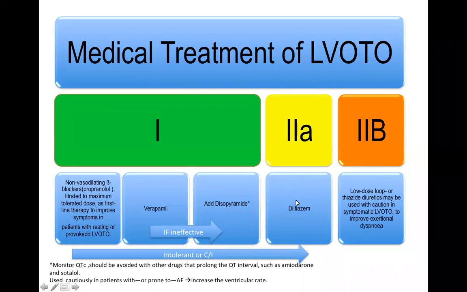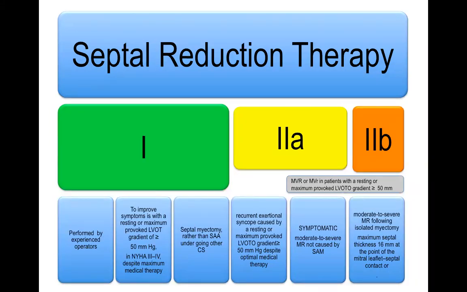Class 2A is diltiazem, and class 2B is thiazides to manage pulmonary edema or exertional dyspnea. So septal reduction therapy, for example septal myectomy or septal alcohol ablation, class 1, performed by an experienced operator, to improve symptoms with resting or provoked LVOT gradient more than 50 and NYHA class 3 and 4 despite maximum medical therapy.